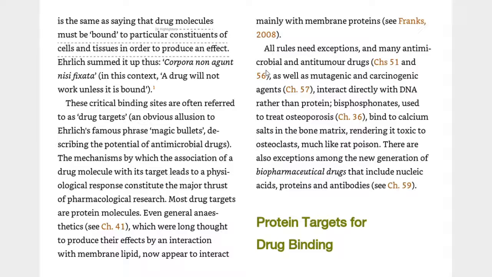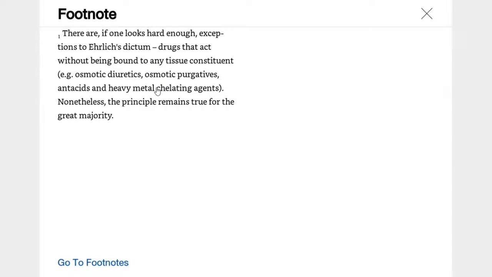The mechanism by which the association of a drug molecule with its target leads to a physiological response constitutes the major thrust of pharmacological research. Most drug targets are protein molecules. Even general anesthetics, which were long thought to produce their effects by an interaction with membrane lipid, now appear to interact mainly with membrane proteins.